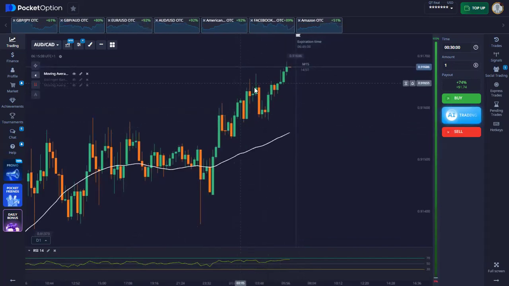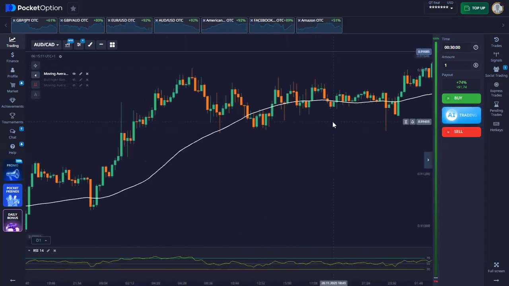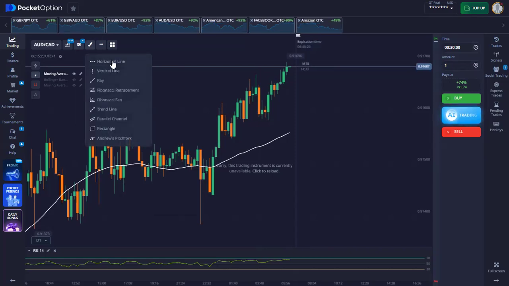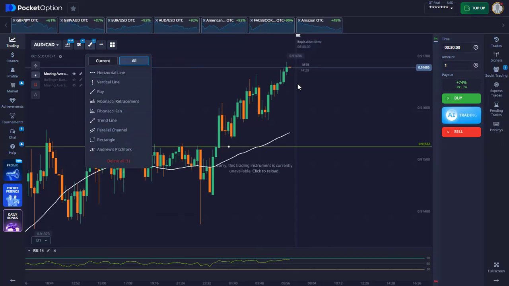So in this particular case, this is clearer. This is a strong uptrend. So the first thing I'm doing here is getting my horizontal line. I don't like seeing lines on my chart, but getting my horizontal line.